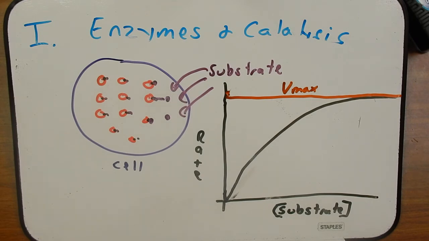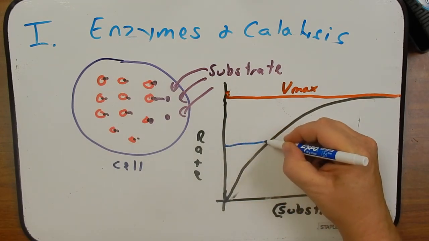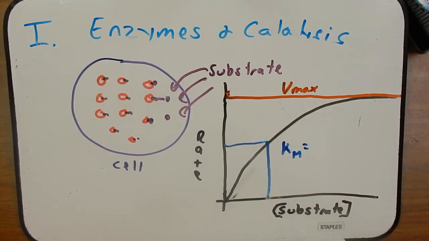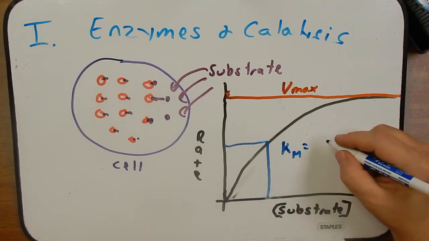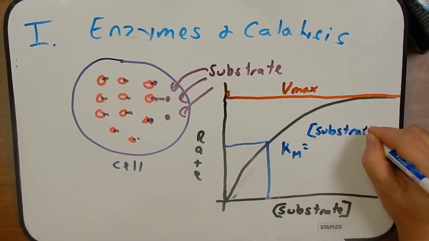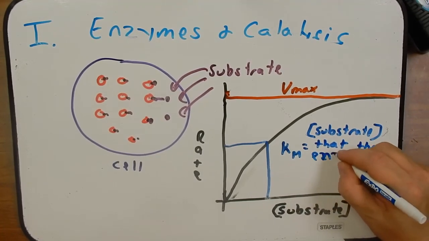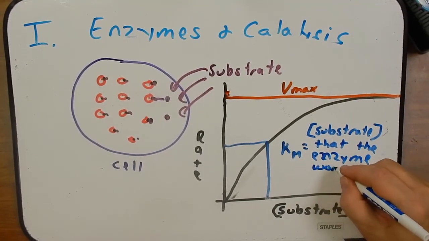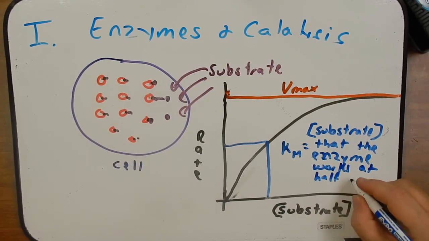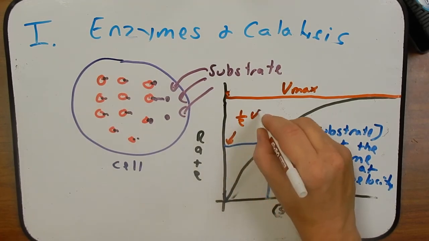I want to talk about one other term here, and it's a term that we're going to call Km. Let me go ahead and draw it first here. It stands for the Michaelis constant, after one of the scientists that came up with this calculation. We can think of the Km as the concentration of substrate at which the enzyme works at half the velocity. I didn't write it, but what we have here is half Vmax.